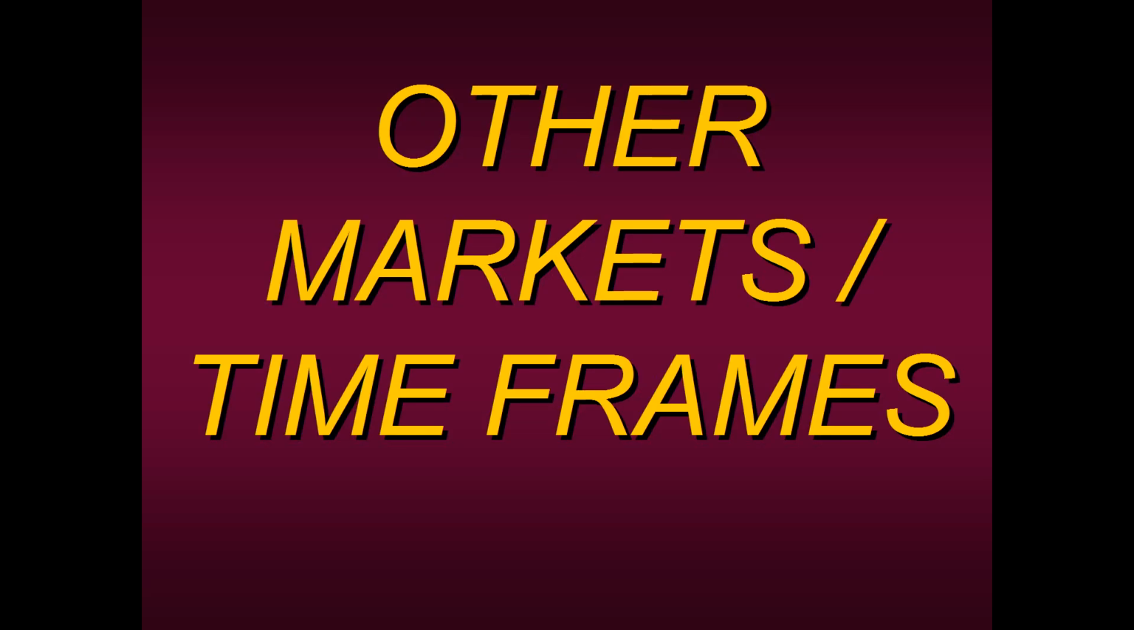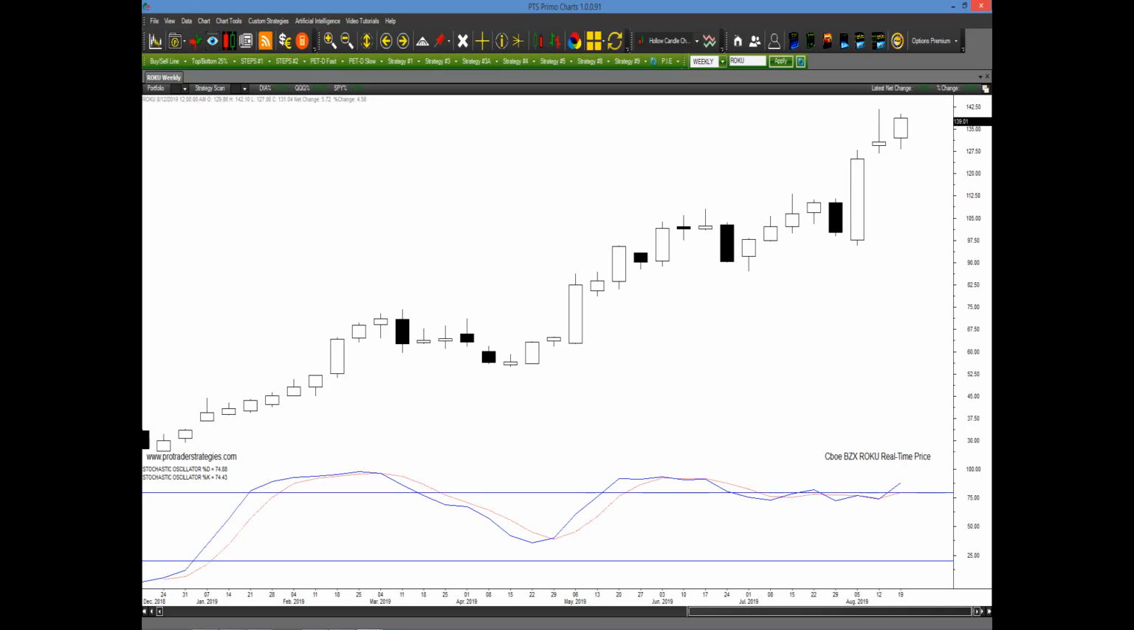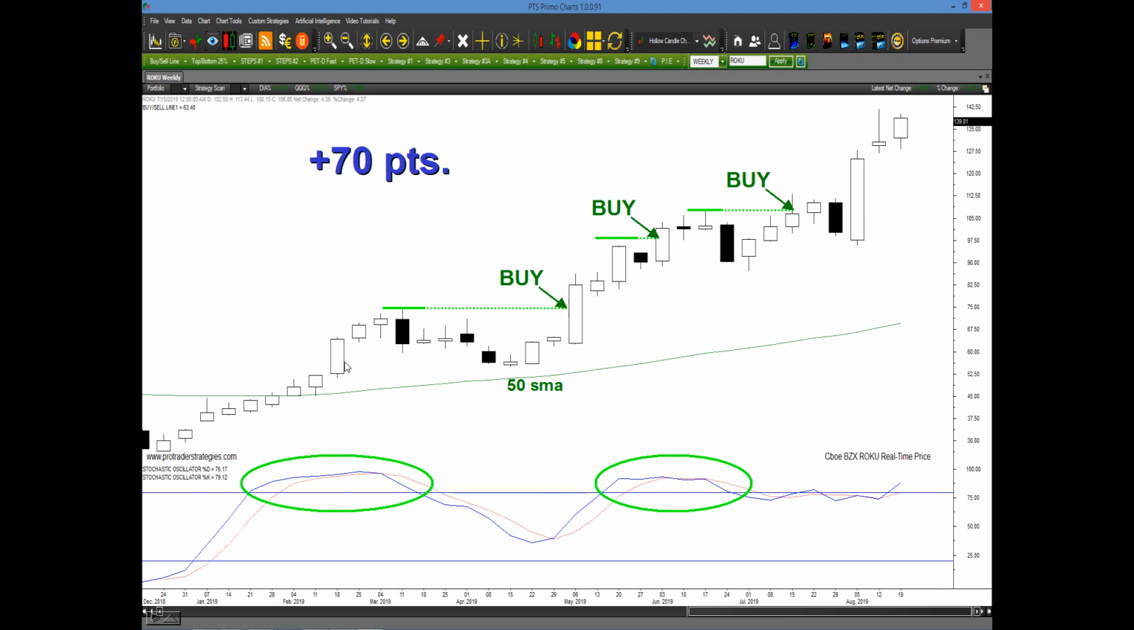All right, so let's look at some other markets and other time frames, because we know that not everyone trades daily bars of stocks. Let's look at a weekly chart of Roku, ROKU. Nothing changes because we've changed the time frame. The same process occurs. We apply the 50-period moving average. We know that right here we had consecutive closes above. This is where we go in the so-called overbought areas, right here and right here. And if we purchased one tick above those highs, 70 points coming into the 2nd, 3rd week of August. Not a bad long-term trade there.